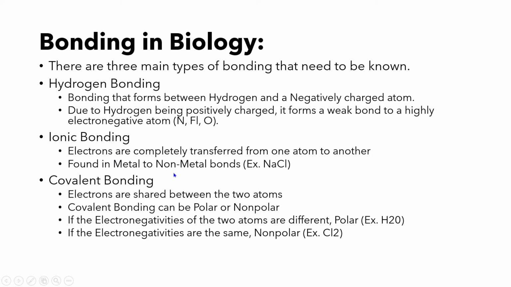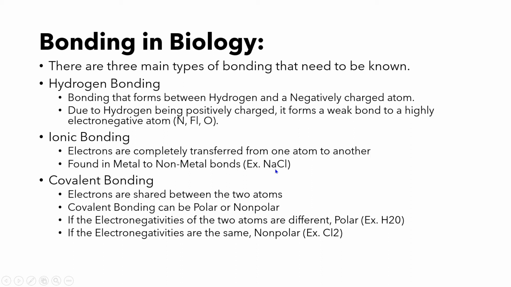Next, we have ionic bonding. So ionic bonding is when electrons are completely transferred from one atom to another. So, for example, in the compound sodium chloride, sodium is a metal and chlorine is a nonmetal. And what's happening is sodium is giving its one electron in its outer valence shell to chlorine. And this is a complete transfer. And ionic bonds are extremely strong and are difficult to break, which is why sodium chloride takes great amounts of energy to break apart.